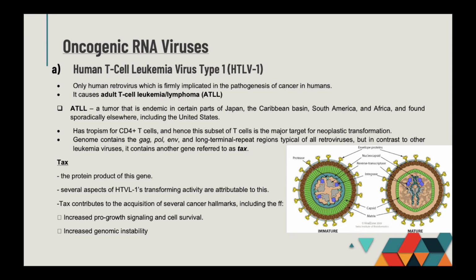HTLV-1 has tropism for CD4 T cells, and hence this subset of T cells is the major target for neoplastic transformation. The genome contains regions typical of all retroviruses, but in contrast to other leukemia viruses, it contains another gene referred to as TAX. TAX is the protein product of this gene. TAX contributes to the acquisition of several cancer hallmarks, including increased pro-growth signaling and cell survival and increased genomic instability.